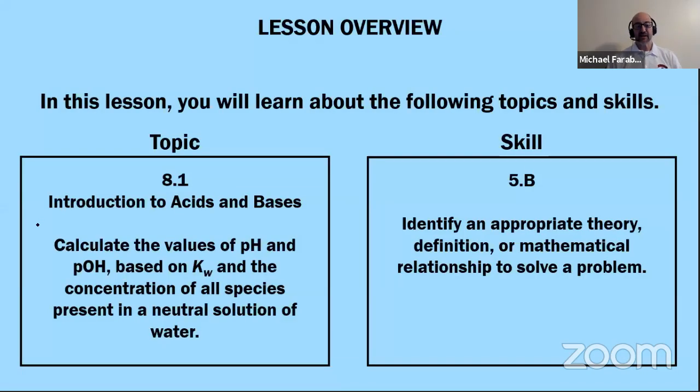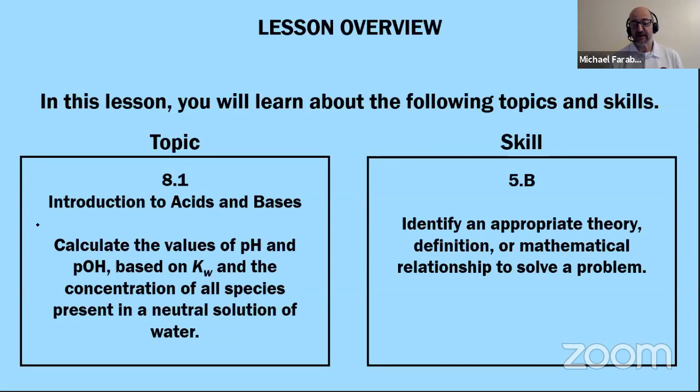As I mentioned, in this lesson, you will learn about the following topics and skills. So the topic is 8.1, Introduction to Acids and Bases. In this lesson, we'll talk about how to calculate the values of pH and pOH. We'll talk about the Kw expression, which is the equilibrium constant for the autoionization of water. And we'll talk about what species are present in a neutral solution of water.